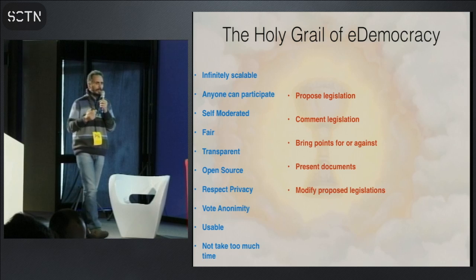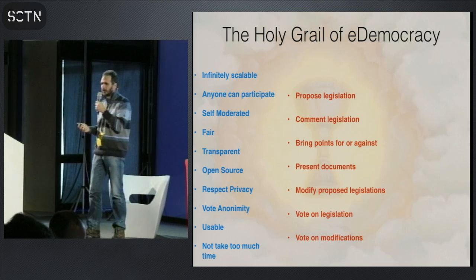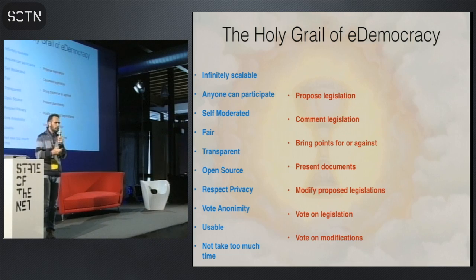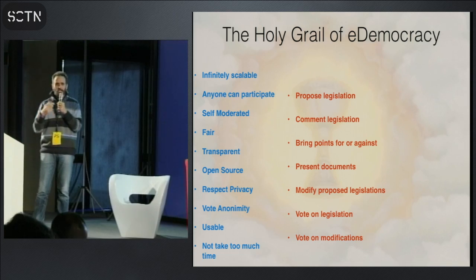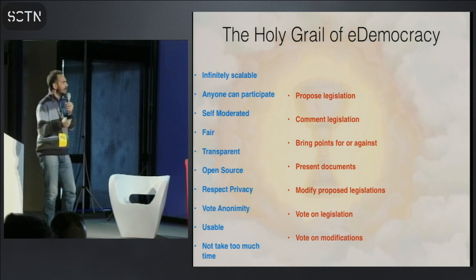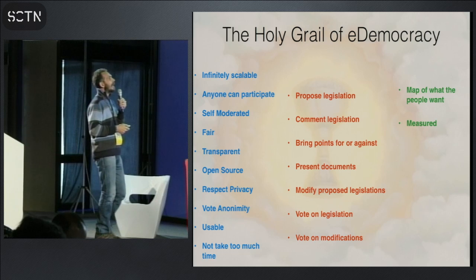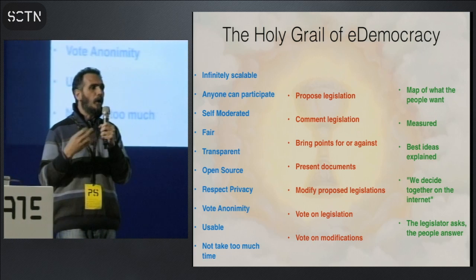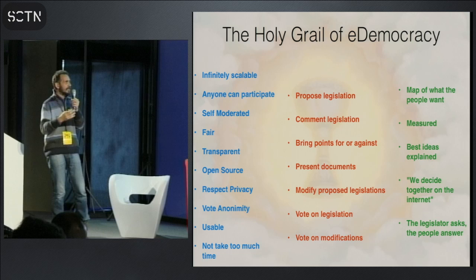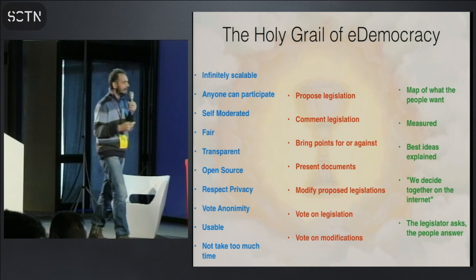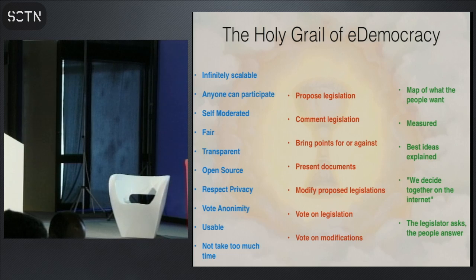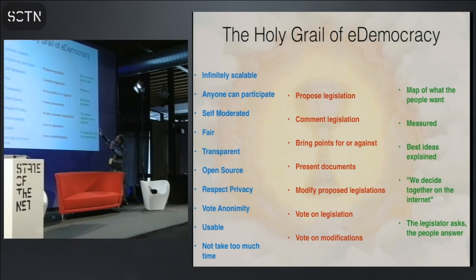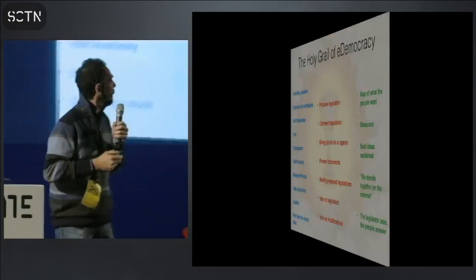And we wanted this system to be applied to legislation, so people would be able to propose legislation, comment, modify legislation, vote on legislation, and vote on the modification. And then we wanted the result of this to be a map of what people actually want, a measured map with the best ideas explained. Now, Beppe Grillo at some point came and said, we decided together on the internet. This is a platform that would do this according to the dream.